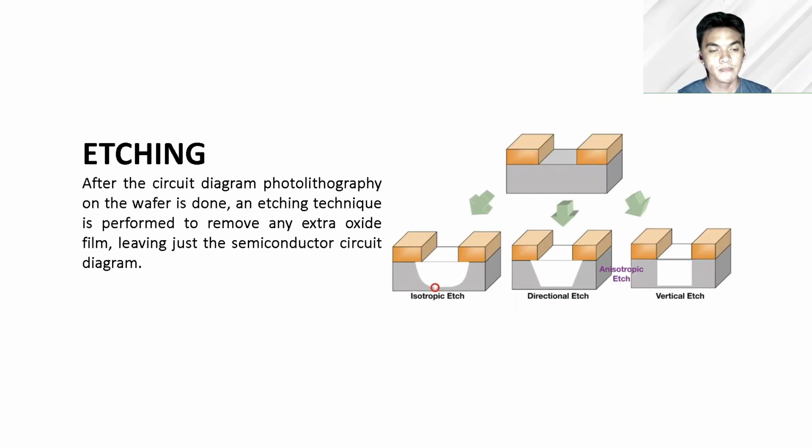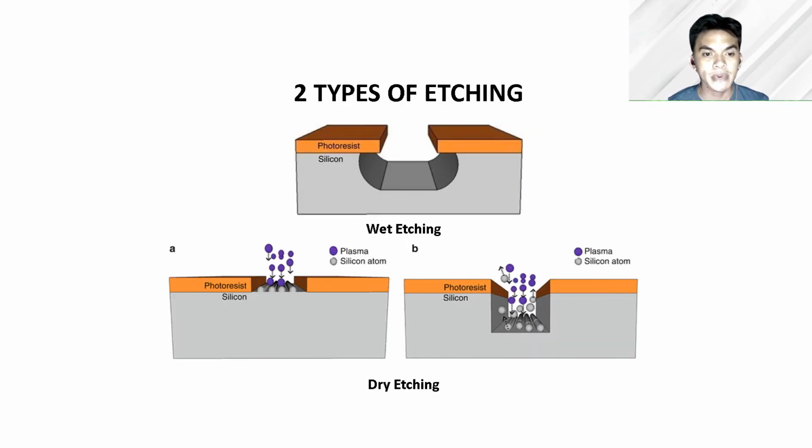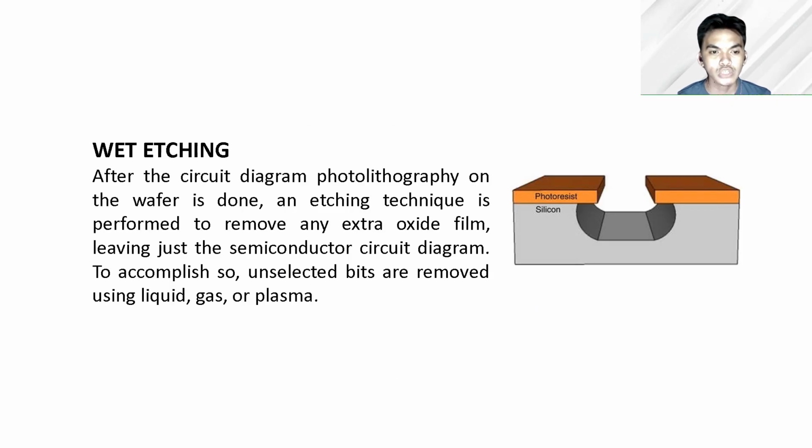So the next step in manufacturing semiconductor is etching. After the photolithography of the circuit diagram is completed, on the wafer, an etching process is used to remove any excess oxide film and only the semiconductor circuit diagram is left. To do this, liquid, gas, or plasma is used to remove the unselected parts. There are two main etching methods depending on the materials used. Wet etching that uses specific chemical solution for chemical reaction to remove the oxide film, and dry etching that uses gas or plasma. So what is wet etching?